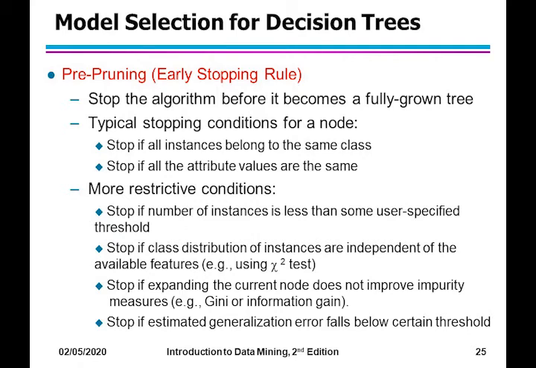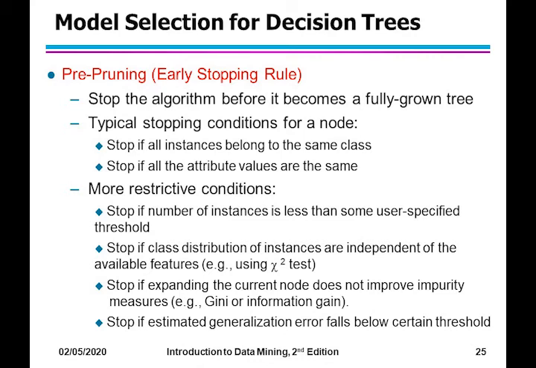decision tree에서 모델 셀렉션을 하는 방법입니다. 프리프루닝은 early stopping 룰이라고 하는데 나무가 full grown tree로 자라기 전에 나뭇가지를 자르듯이 알고리즘으로 스톱하는 것입니다. Typically stopping conditions for a node. 노드에서 스토핑하는 컨디션을 지정합니다. Stop if all instances belong to the same class. 모든 인스턴스가 같은 클래스에 속하면 스톱합니다. Stop if all the attribute values are the same. attribute 속성값들이 모두 같으면 스톱합니다.